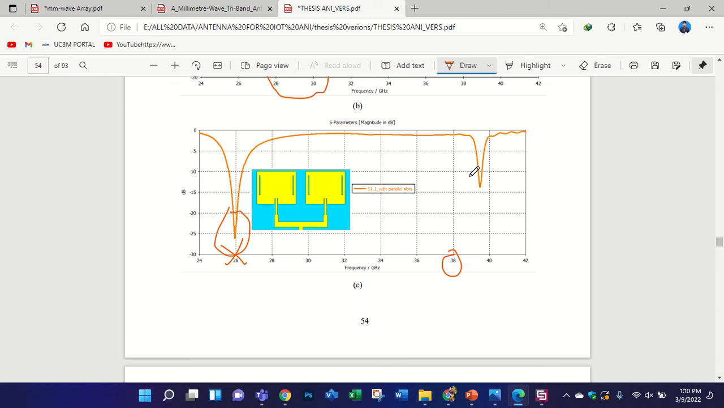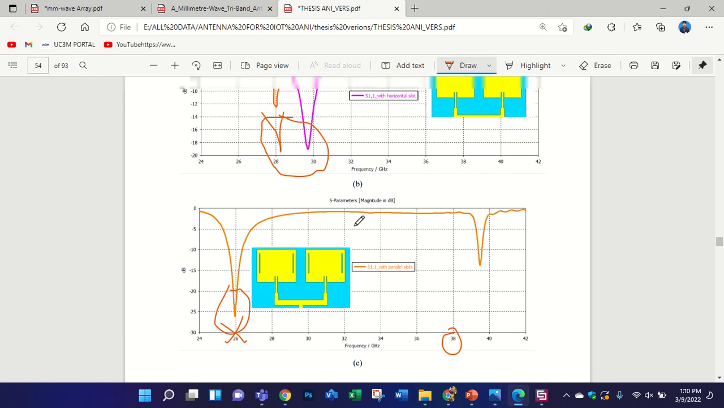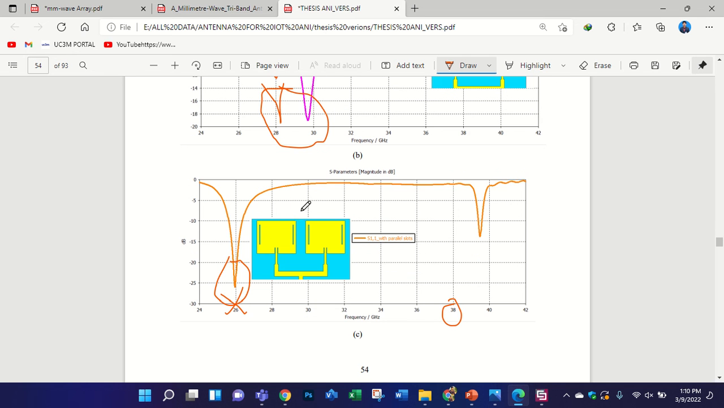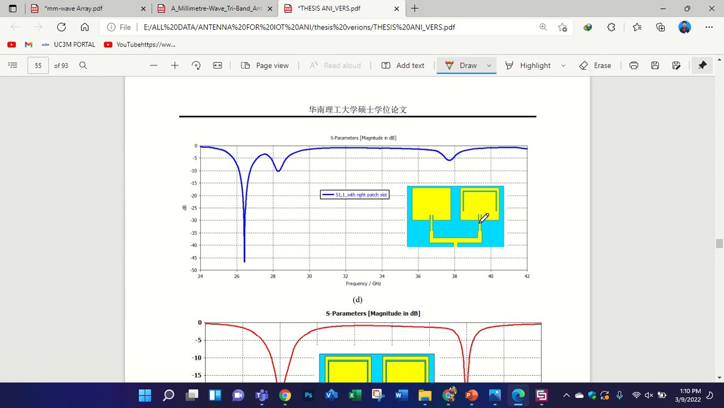Did you understand what I mean? You need to check with the slots. First I checked with the horizontal slot. I noticed that with the horizontal slot it is moving my lower band from left to right. And the vertical slot does not change my lower band, but it is shifting my high frequency band.